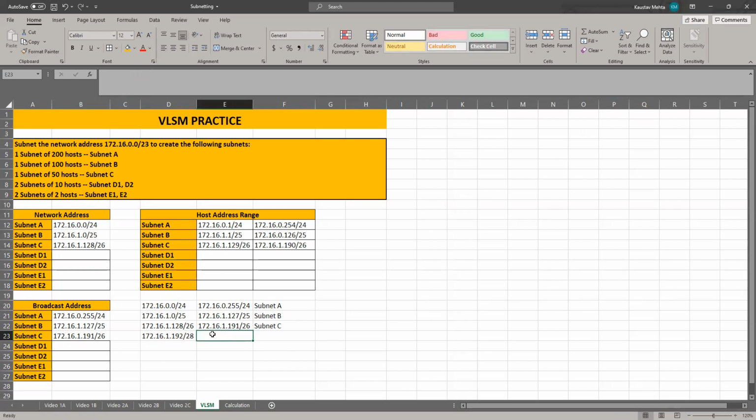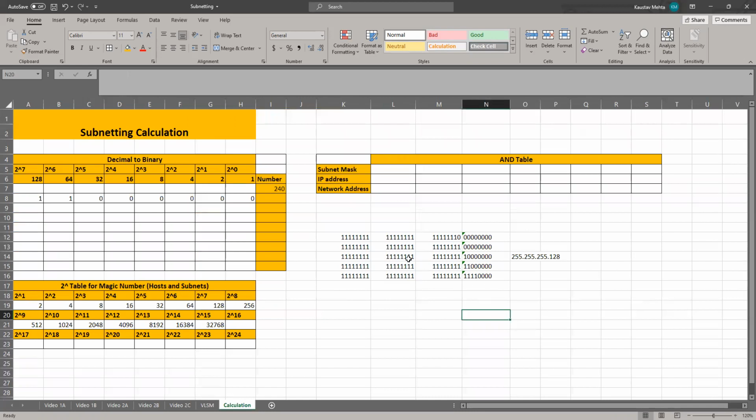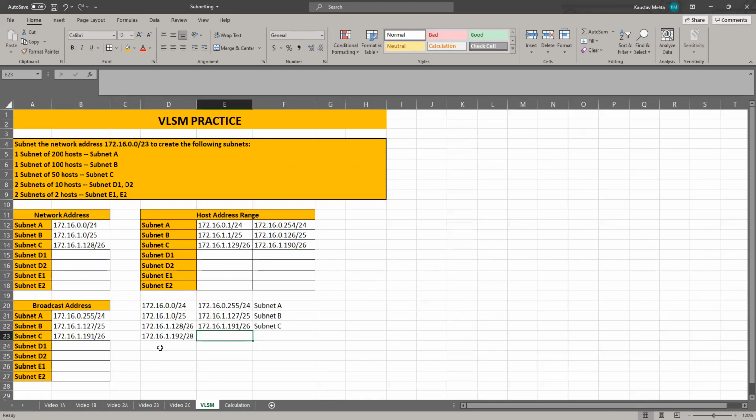And since we went up by 2, that means we added 2 additional subnet bits, so the number of subnets increases from making 2 subnets each time to making 4 subnets, because 2 to the power 2 is 4. Our subnet starts from 172.16.1.192. And again, the magic number changes once more. We added 2 additional ones, which means our magic number now is 16, so this will go up by 16. The next address would be 172.16.1.192 plus 16, which is 208, and this will be a /28 as well.